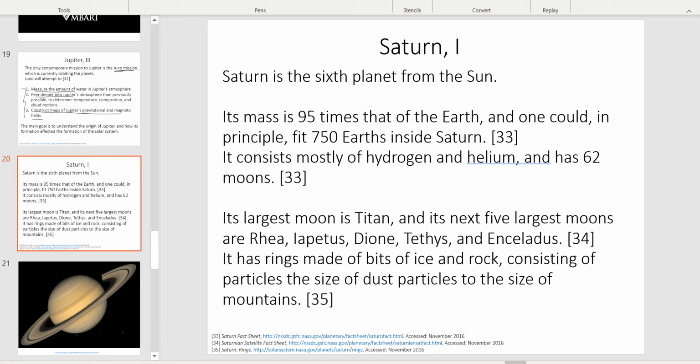Saturn is the second largest planet. Its mass is about 95 times that of Earth, and it's cooler than Jupiter. This rule now that as we go outward from the sun, the planets get cooler and cooler is absolutely true. The only exception would be Venus.